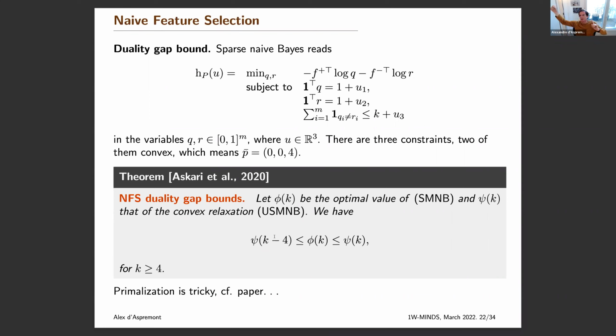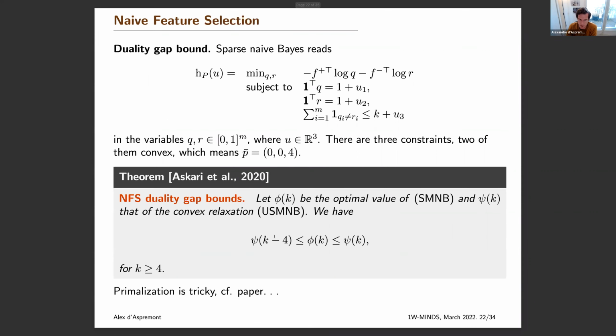And so that means that after you start adding useless variables, psi of k, the relaxation, will start to plateau. And when that happens, it means that the difference between psi of k and psi of k minus 4 is going to become small, which means that your duality gap is going to be small as well. And so the relaxation will be nearly tight. So what this bound tells you in particular is that the relaxation is tight as soon as you start adding useless variables, right? So I'll illustrate this graphically later on.